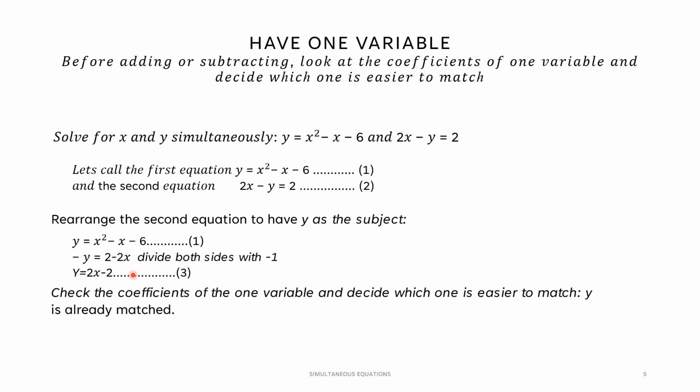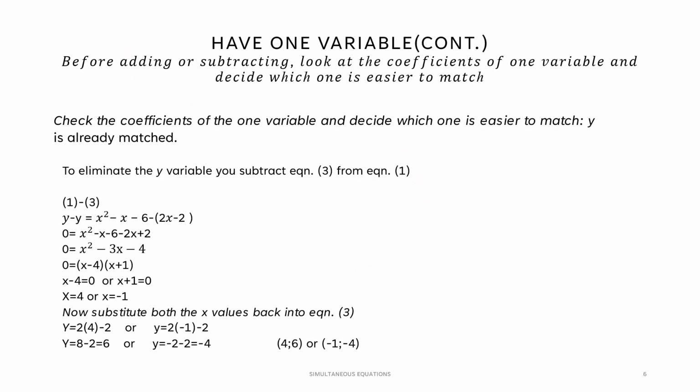So that is a longer route. You could have taken the y to the other side and the 2 to the other side. You take the additive inverse of 2, you take the additive inverse of minus 1. After rearranging, as you saw, we then had a third equation, which is the one with y equals 2x minus 2.